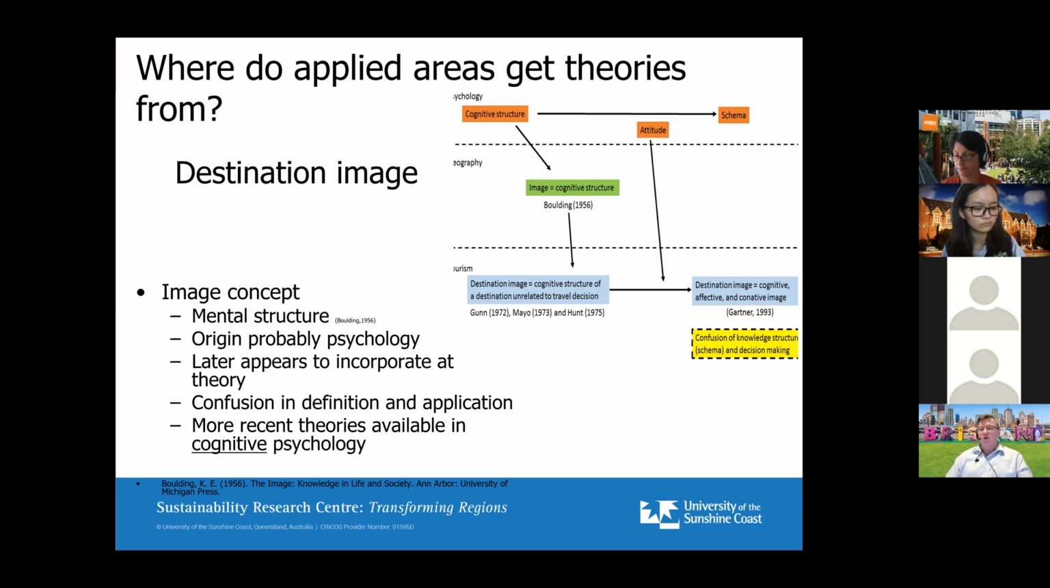But the bottom line is, these ideas are old ideas, and they're confused because people think that what's written in tourism is the best knowledge. It's not. What is written in tourism is adaptations of ideas from psychology, which are often old and arguably not best theory today. And certainly there are theories from cognitive psychology which are better theories in terms of improving theory.